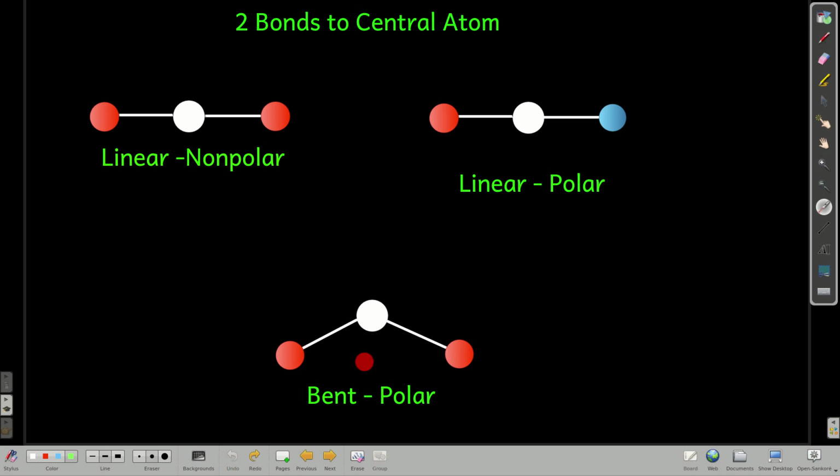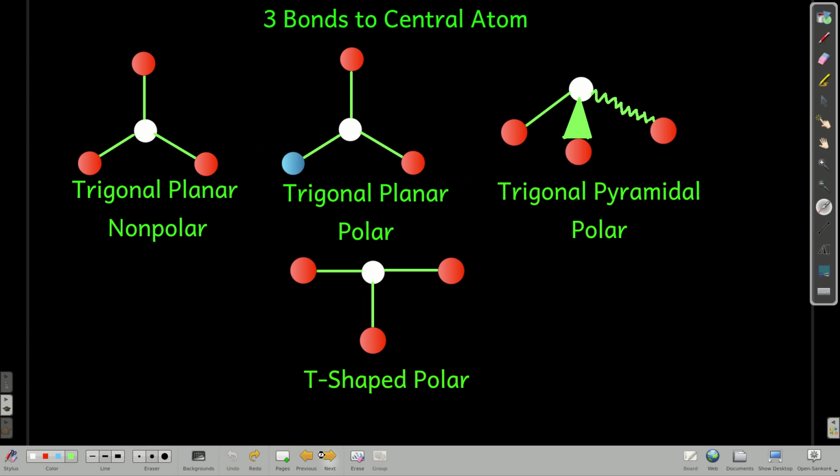Now if a molecule is bent, as long as these are polar bonds, then this is going to be a polar molecule. It doesn't matter if these atoms are the same as each other or not. Even if they're the same as each other, their poles don't cancel and there is a net dipole moment. If they're different than each other, then it's still polar.